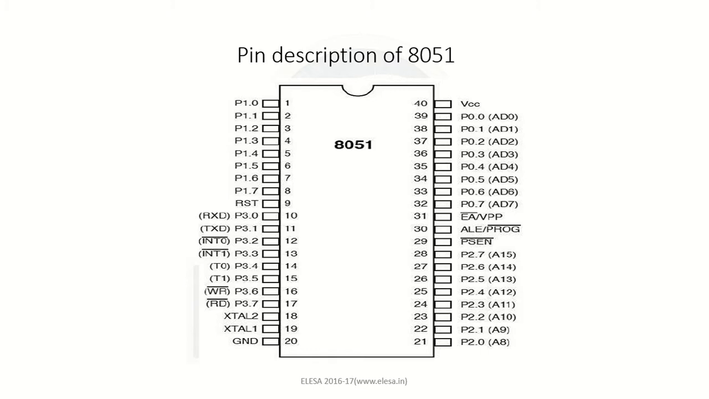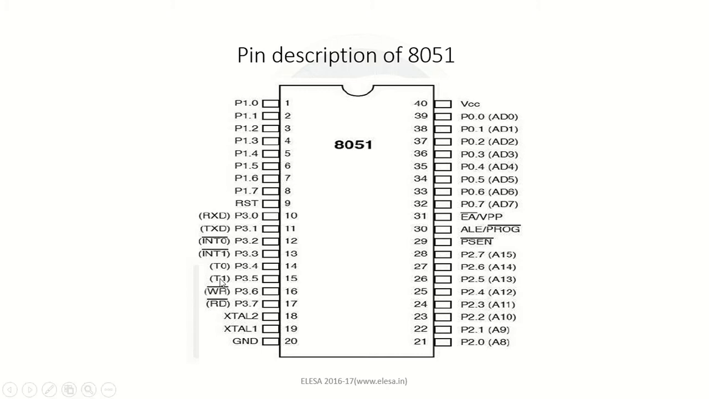Pin 14, 15 are the inputs of counter 0 clock and counter 1 clock respectively. Whenever the timer of the microcontroller overflows, it can generate an interrupt on these pins. Pin number 16 is used for writing signal to write content on the external ROM, and pin number 17 is for reading signal to read the content of the external ROM.